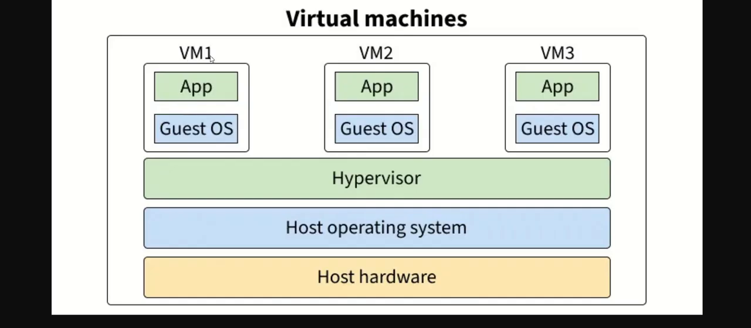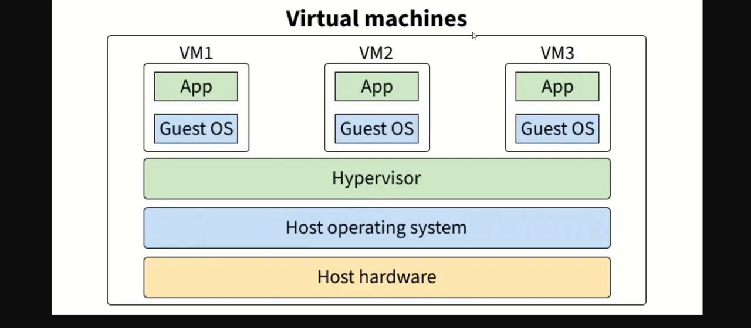Here you can see virtual machine 1, virtual machine 2, and virtual machine 3. On each of the three machines, we can install a different operating system. Here I install Linux, here I use another distribution, and here I can also use another distribution. On every virtual machine, I can also install different applications, so I utilize the full potential of my local system. VM1 has its own application, VM2 has a different application, and VM3 also has a different application.